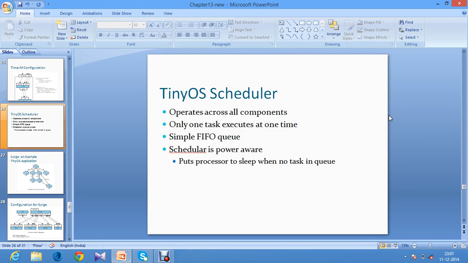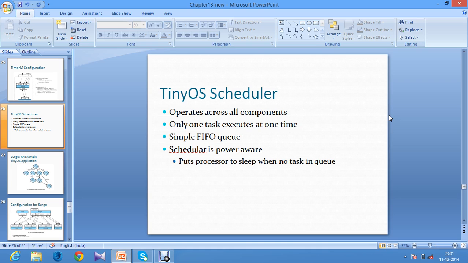The next one is the TinyOS scheduler. The TinyOS scheduler operates across all the components. Virtually all embedded systems using TinyOS will be uniprocessor systems, so only one task among all the tasks in all the components may be executed at a time. The scheduler is a separate component. It is one portion of TinyOS that must be present in any system.